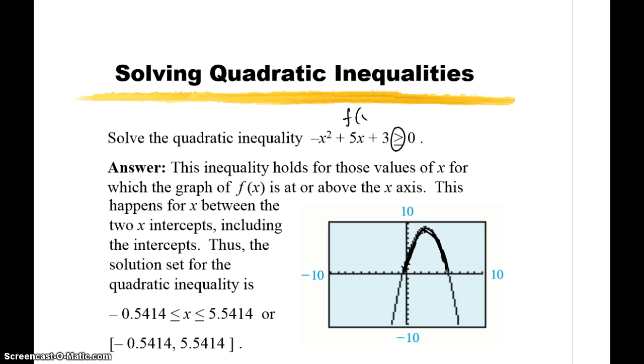Right? This is our f of x. Thus, we need the values of x, so the value here and the value here, for which this happens. Where does that happen on the x-axis? Well, using the intercept method on our calculator, we know that these values are negative 0.5414 and positive 5.5414. Let me illustrate this on my graphing calculator.